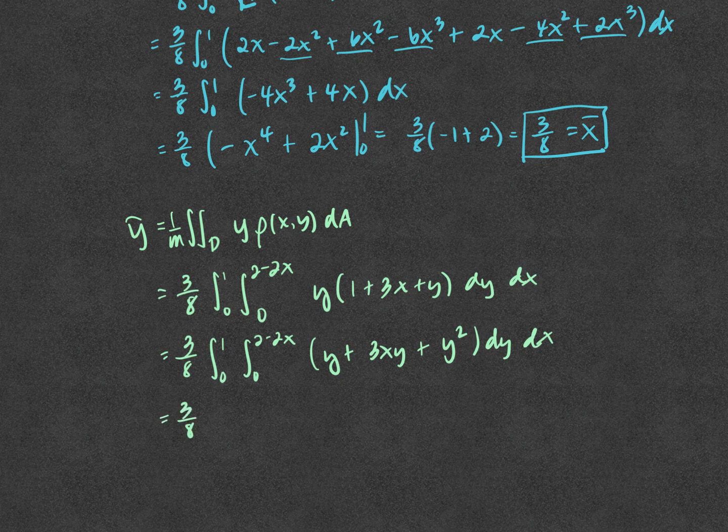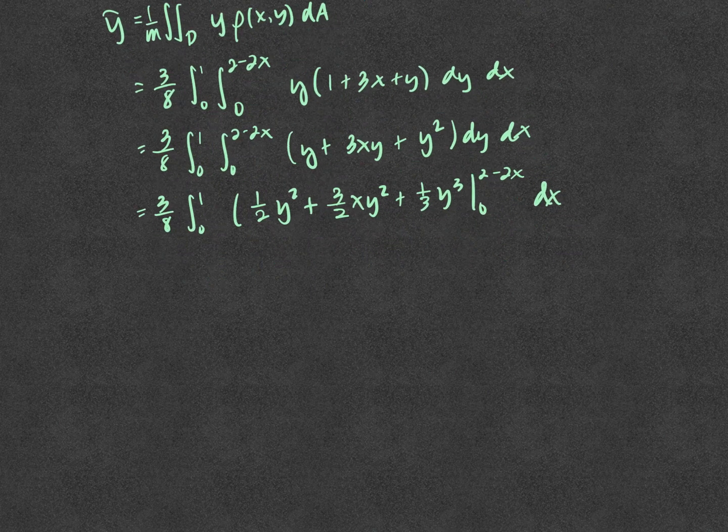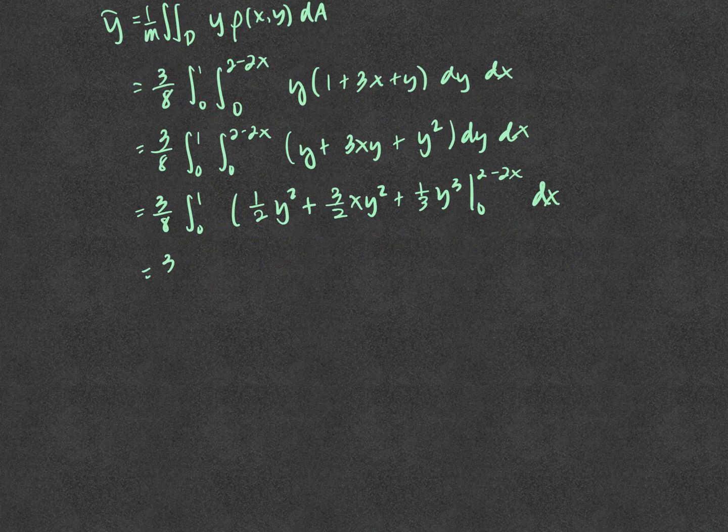So we have 3/8, the integral from 0 to 1. When we integrate y, we get 1/2 y squared. When we integrate the next one with y, we get 3/2 xy squared plus 1/3 y to the third from 0 to 2 minus 2x with respect to x. So we have 3/8, the integral from 0 to 1. So 1/2. Now remember, let's make this a bracket.